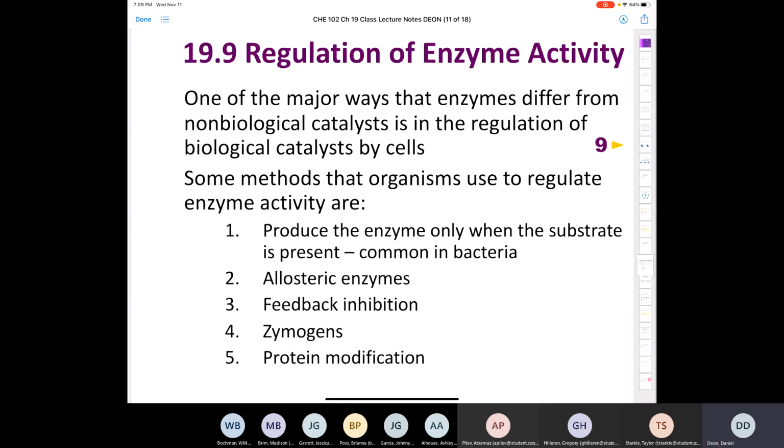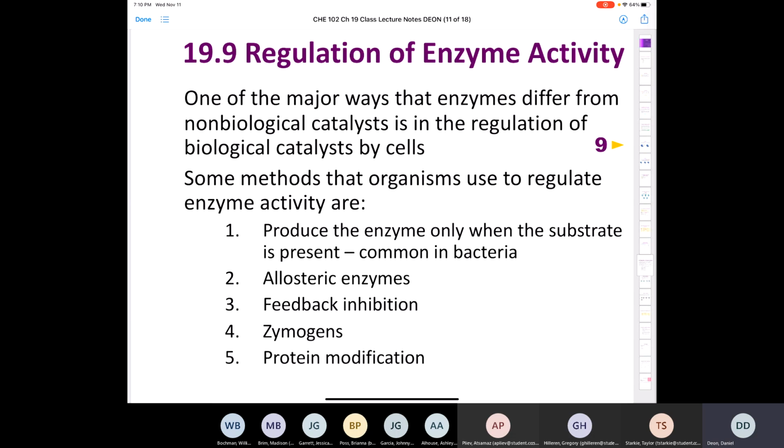Okay, let's switch gears and talk about how we regulate enzyme activity. Why are enzymes not just like the Wild West and just react with anything at any time, any place, anyhow? Well, we discussed that a little bit already in terms of enzyme specificity. But once we know that an enzyme can react with a specific substrate or a specific type of bond, how is the enzyme activity regulated in the body? Well, one of the major ways that enzymes differ from non-biological catalysts like palladium, platinum, or nickel in our hydrogenation, for example, is the regulation of biological catalysts by cells.